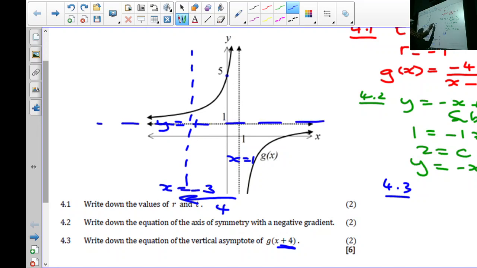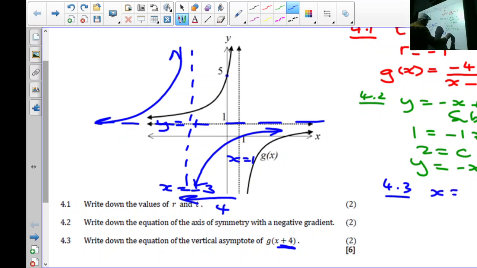This horizontal asymptote remains a horizontal asymptote, and this would have been the graph. The question wasn't to draw the graph, I'm just showing you what's happening here. So again, write down the equation of the vertical asymptote. Therefore, x has to be equal to -3.